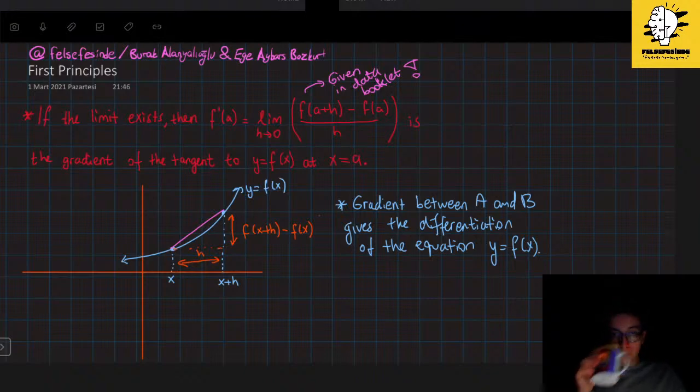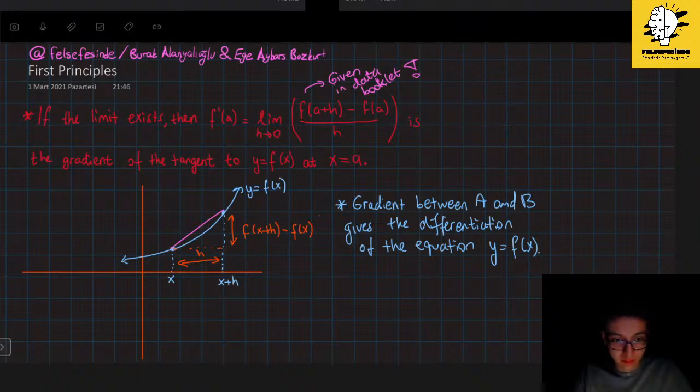Let me open my notes. All right. So our definition says that if the limit exists, then f prime a is equal to the limit where h is approaching 0, and it is equal to this. And it is given in the formula booklet, so you don't have to memorize it. But we have to know the logic behind this concept. So I will teach you the concept.